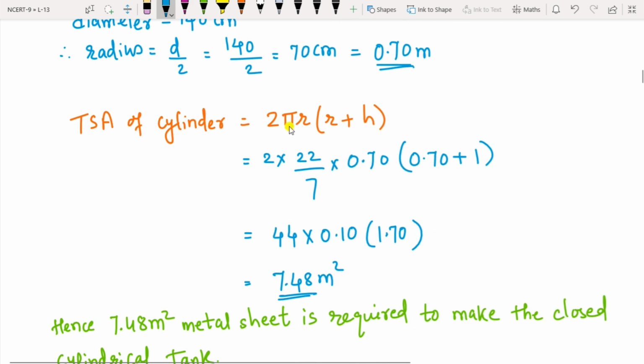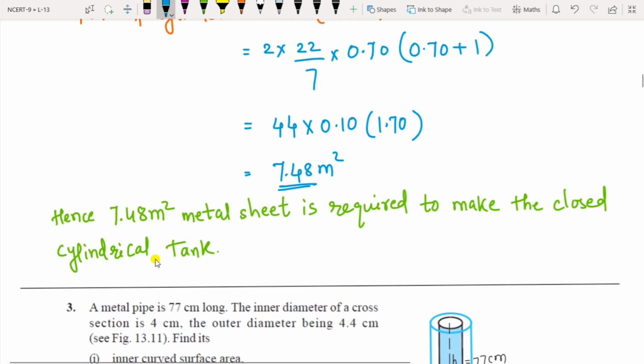Apply the formula. The total surface area of the cylinder is 2 pi r (r plus h). Substitute all the values here. So the total surface area of the cylinder comes out to be 7.48 meters square. Therefore 7.48 meter square of metal sheet is required to make the closed cylindrical tank.